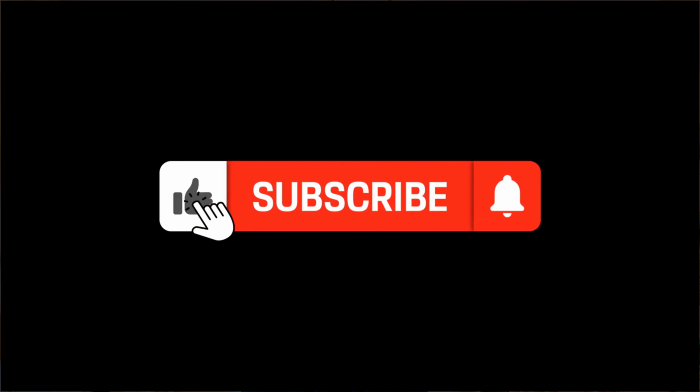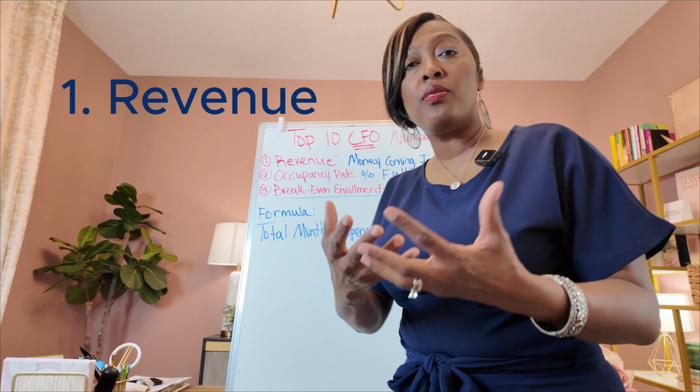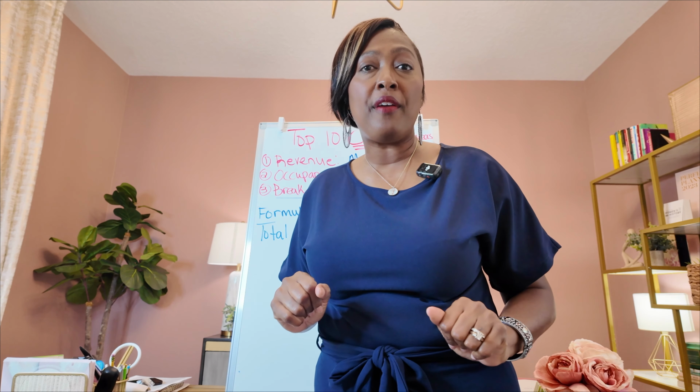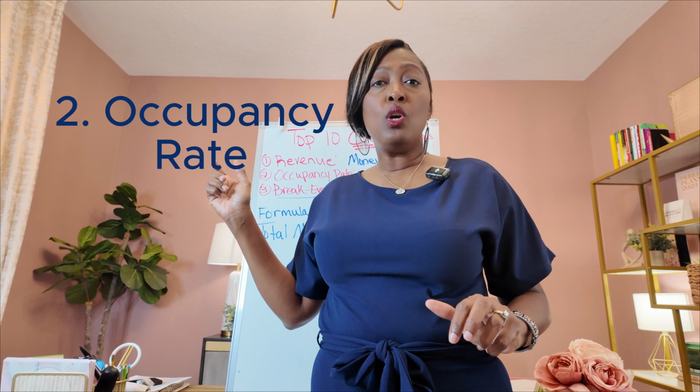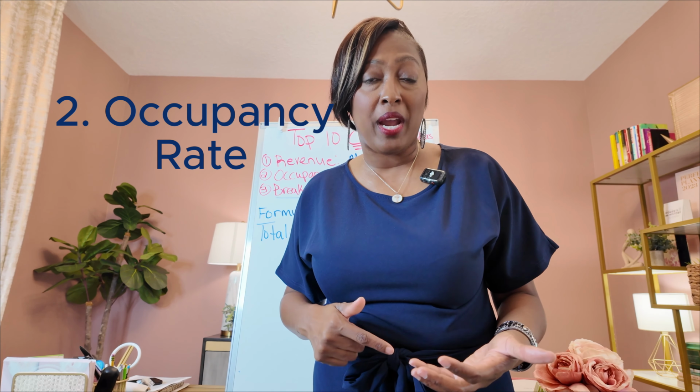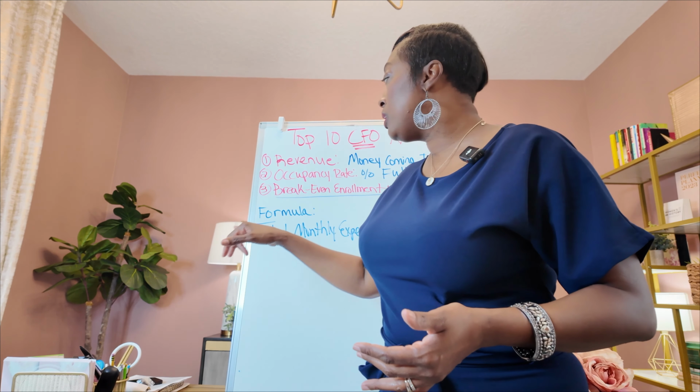For the past 2 weeks, we've been looking at the top 10 numbers that every childcare owner must know. We've already taken the time to review revenue. It's about the money that's coming into our center, and we talked about the different types of revenue streams. Then we have number 2, which we focused on last week, occupancy rate. What percentage of your center is full? And we mentioned that you want to be between 85% and 100% full, because at that moment you are making money.